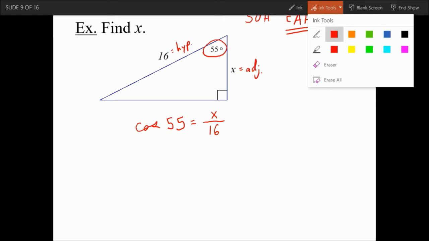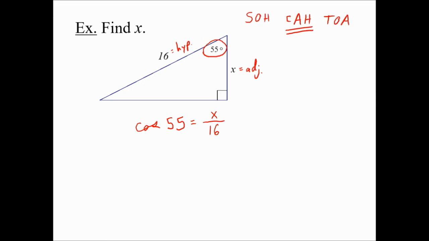Now, the next part of this is we have to get the x by itself. Before we pick up a calculator, I know that we can pick up a calculator and type cosine 55, and we'll do that. But before we do anything else, I want to get the x by itself first. To do that, I'm going to get rid of the fraction. Notice that if I multiply both sides by 16, that fraction is going to go away. If I cancel those out, I get that x is equal to 16 cosine 55.